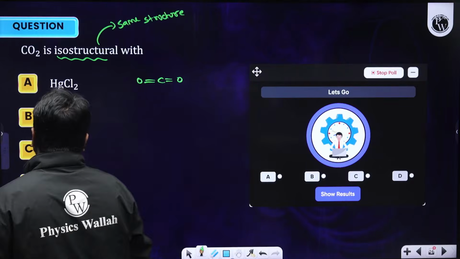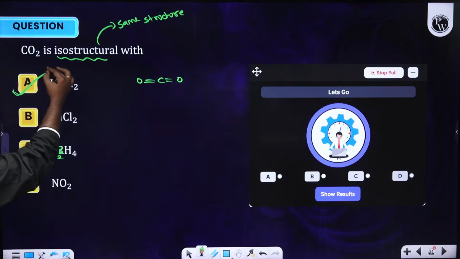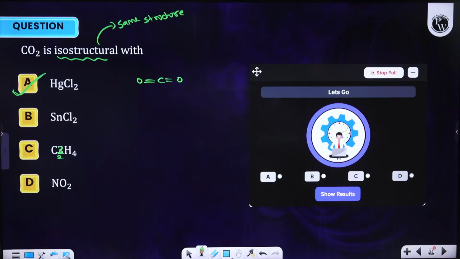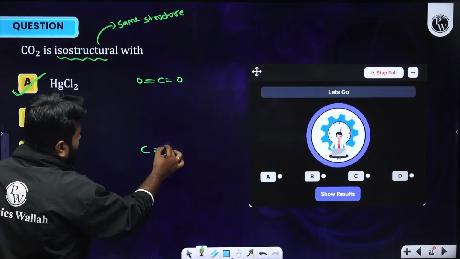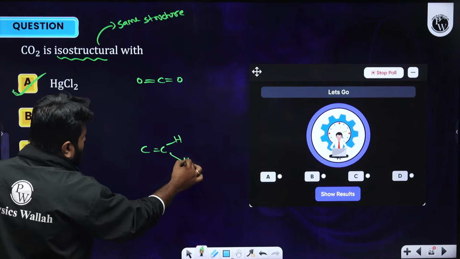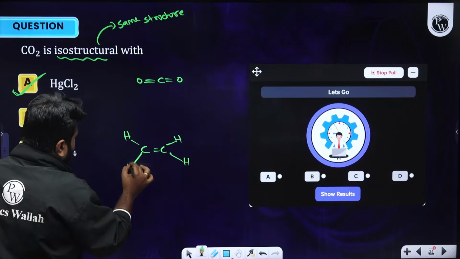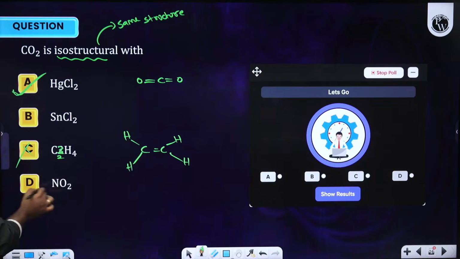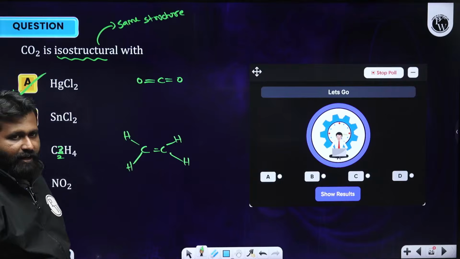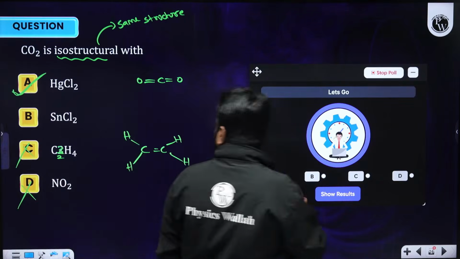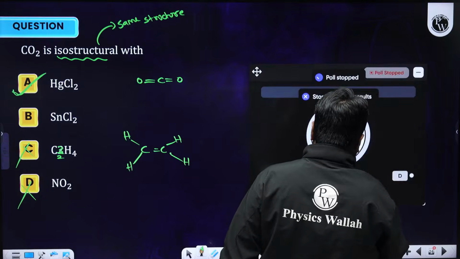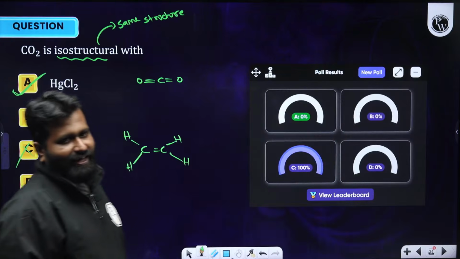Very simple. Please do make a note, HgCl2 will be having a linear structure, not C2H4. C2H4 is not linear. NO2 also is not linear. We know very well. So automatically, what is the correct answer? HgCl2. Option A is the correct answer.